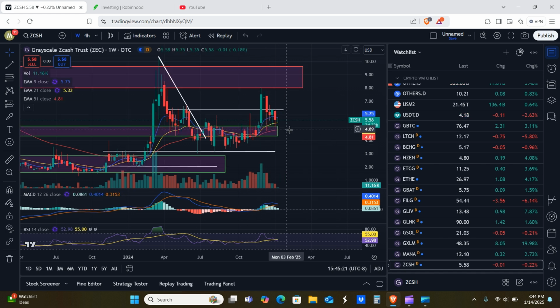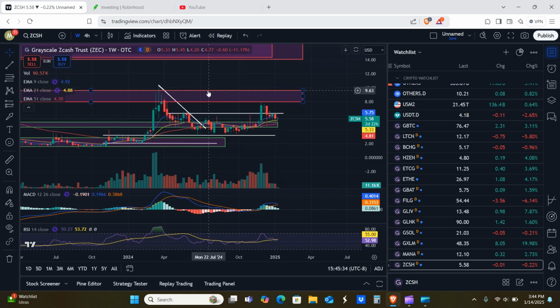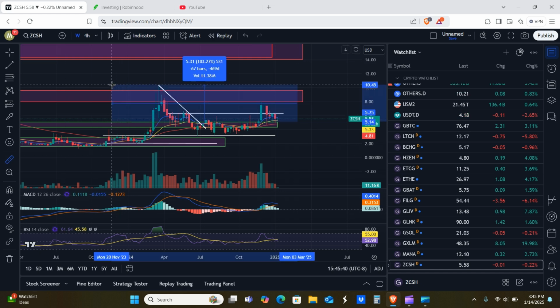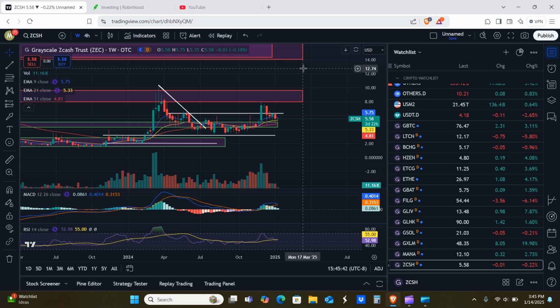Okay, so Zcash, I would say probably somewhere around the EMAs. You can see a lot of wicks going on there. So about 5 to 630 here, and targets going from 960 to about 1030 for about 105% gain.